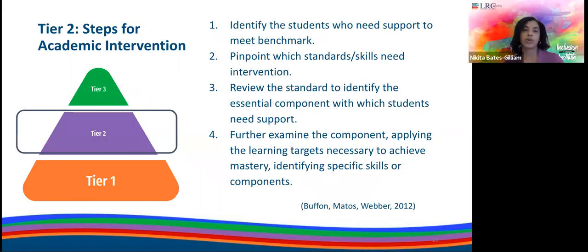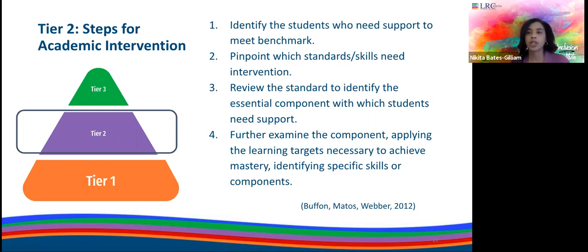Okay, now we're going to explore what tier 2 looks like, starting off with the steps for academic intervention. Looking at that, we need to recognize the students who need support to meet the goal that's in place for them. And with this level of intervention, specificity is very crucial. Secondly, we need to identify which standards and/or skills actually need the intervention. Where do the students need that specific support?